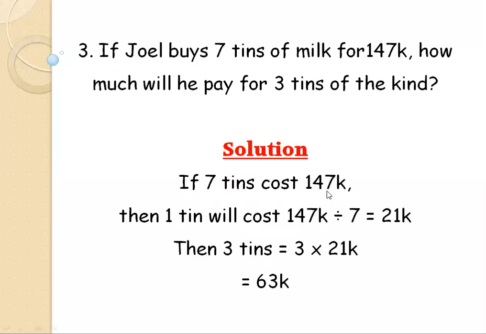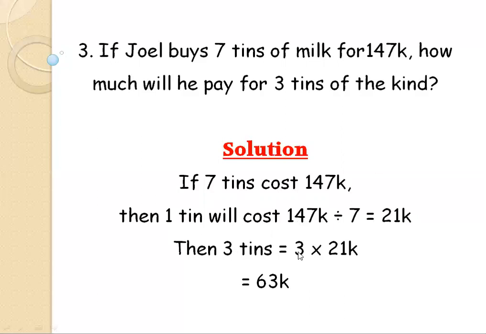147 kobo divided by 7. Do we get that? 147 kobo divided by 7 will give me the cost of 1 tin of milk. So 147 kobo divided by 7 will give me 21. Because 7 in 14 is 2. 7 in 7 is 1. That is 21 kobo.